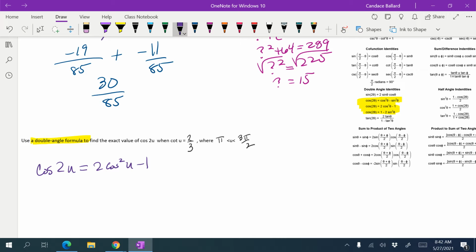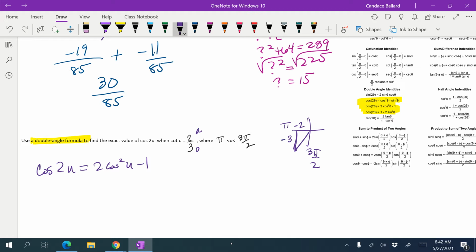Now, I need to figure out the cosine of u. Pi and 3 pi over 2 are there, meaning I am in quadrant 3. Cotangent in SOHCAHTOA world is the adjacent over the opposite. So the adjacent is 2 and the opposite is 3. But if you look at the direction, we're in a -2 direction and a -3 direction.